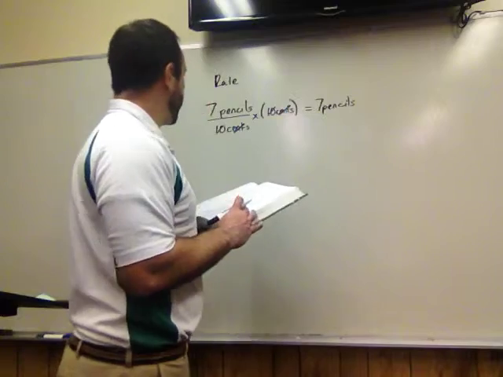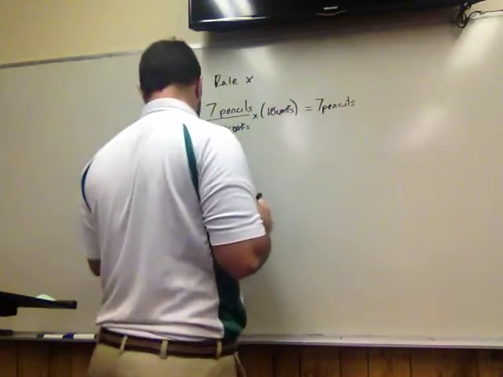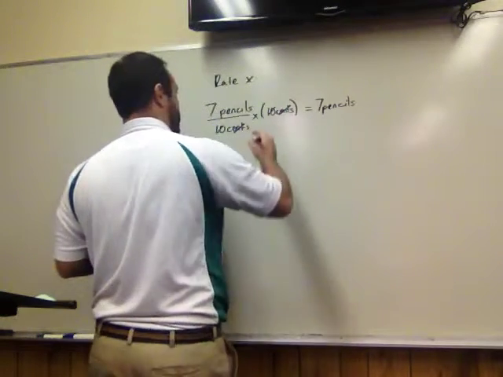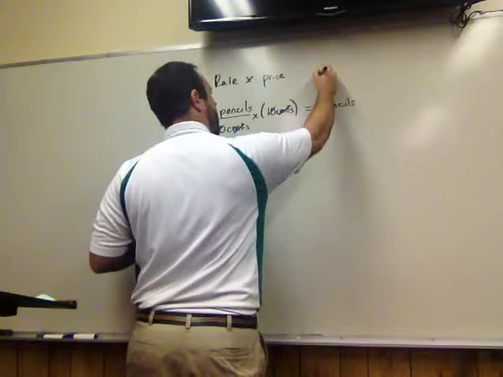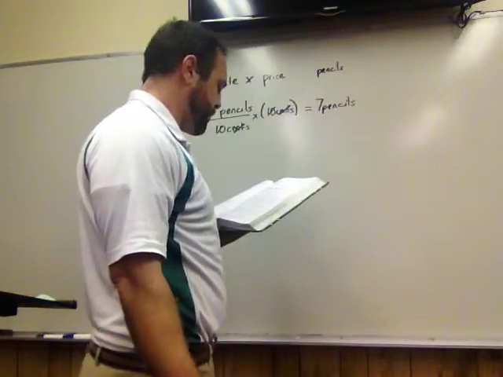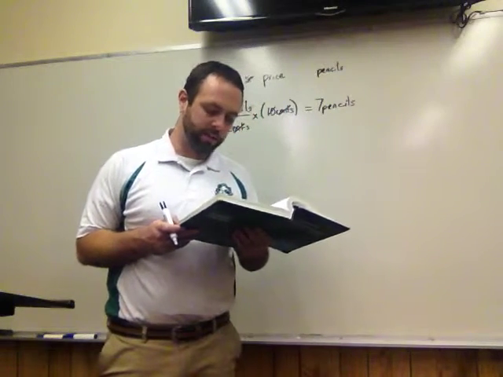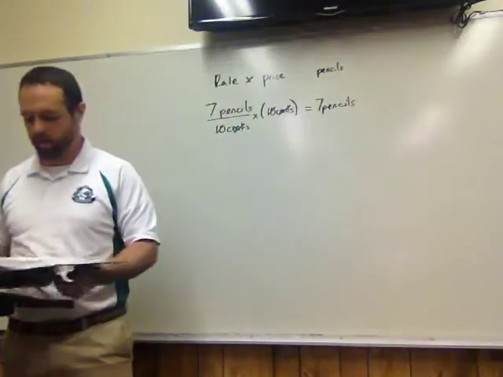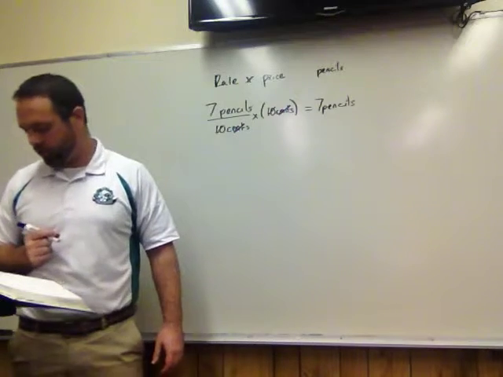So what we have here is that if we took the rate times the price, it's going to give me how many pencils. So we look at this problem. Peter purchased P pencils for D dollars. If the pencils had cost X more dollars, how many pencils could Peter have purchased for $20?